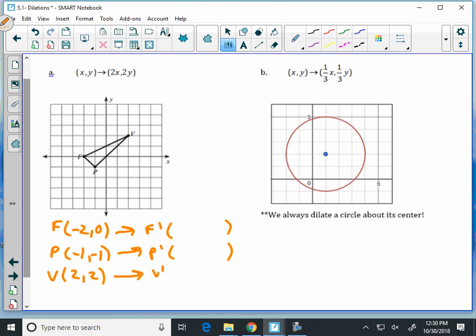And what did we just say we do with our pre-image points to get our image points? What's our scale factor here in this problem? 2. Yeah, it's the number that's in front of the x and the y. Our scale factor is 2. What do we have to do with the original points and our scale factor to get our new points?